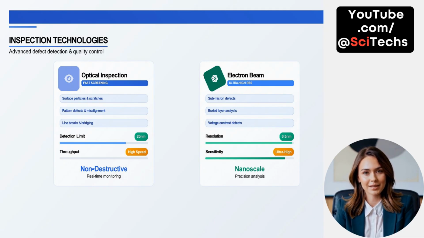In contrast, electron beam inspection delivers ultra-high resolution capabilities for submicron defect detection. It's especially powerful for buried layer analysis and identifying voltage contrast defects, which are invisible to optical tools. With a resolution of 0.5 nanometers and ultra-high sensitivity, electron beam systems enable nanoscale precision analysis. While throughput is lower, their ability to detect the smallest and most subtle issues makes them indispensable for root cause analysis and advanced process diagnostics. Together, these inspection technologies ensure comprehensive coverage from surface to subsurface.